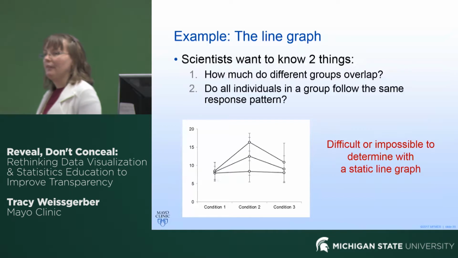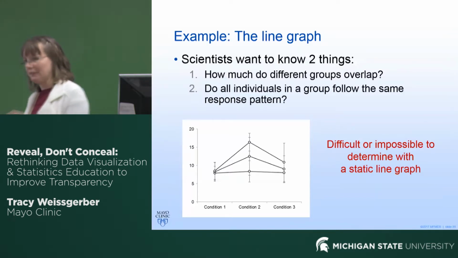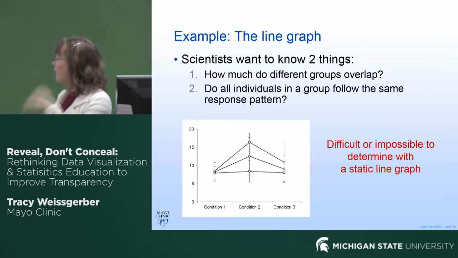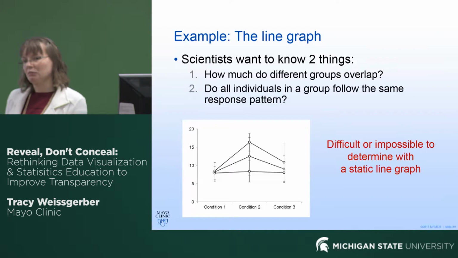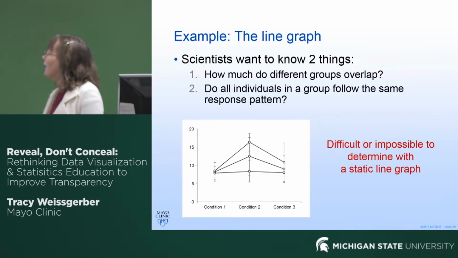So we started off with the line graph. We had a lot of people emailing us and saying, I really like being able to see the individual level data. A dot plot adds a lot of information, but how do I apply those same principles to a line graph? And there are a couple of problems with the line graphs.